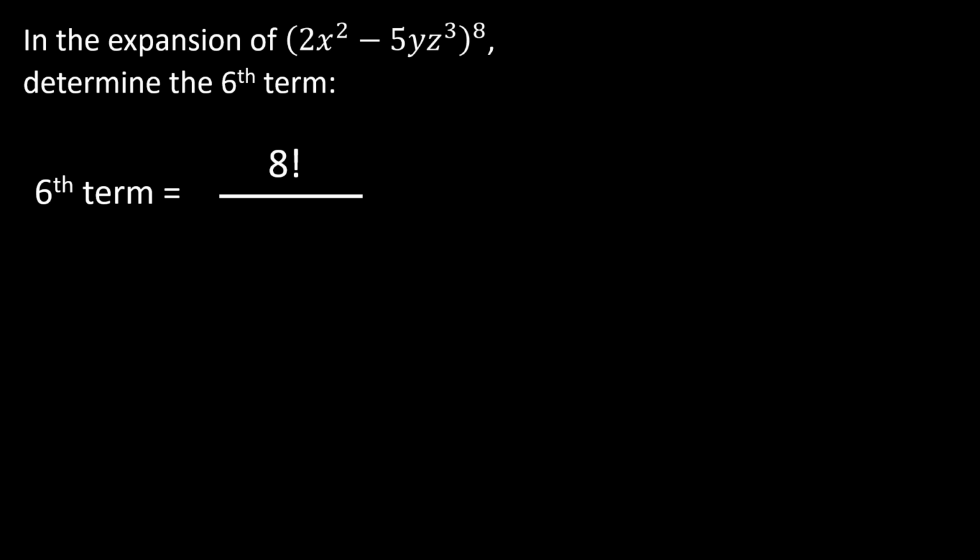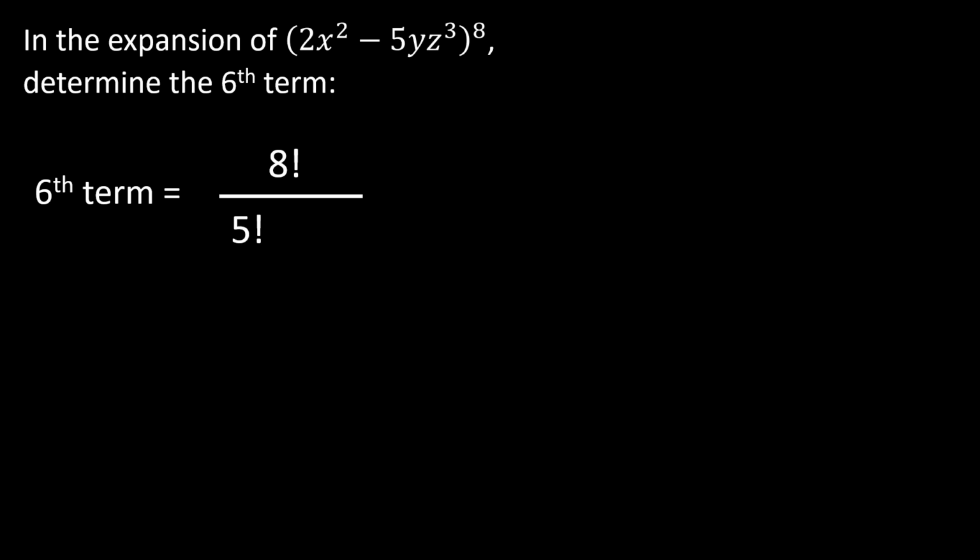After writing 8 factorial as our numerator, what will be the next procedure? Take a look at our unknown term. Our unknown term is the sixth term. We must always subtract 1 from the term that we're looking for. Since we're looking for the sixth term, 6 minus 1 is 5. Meaning to say, I'm going to write 5 factorial as a part of our denominator.